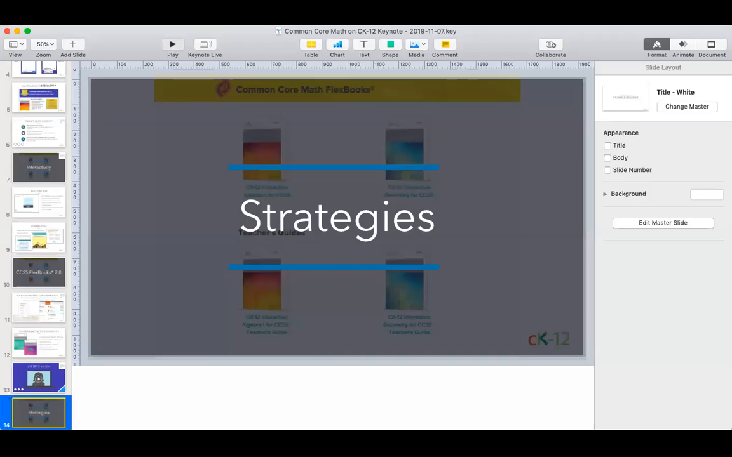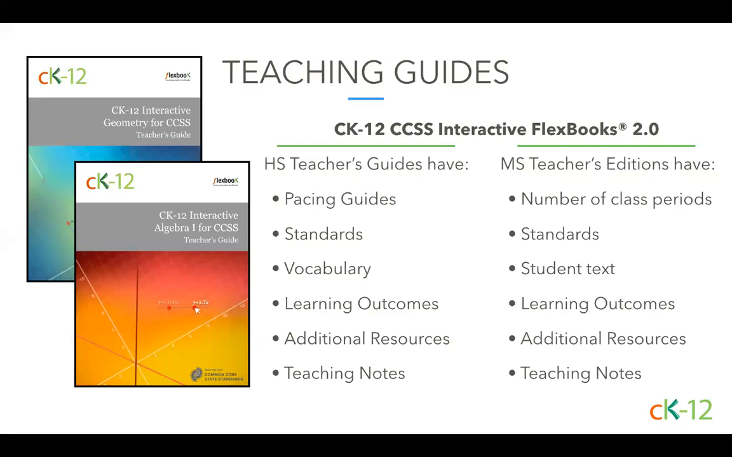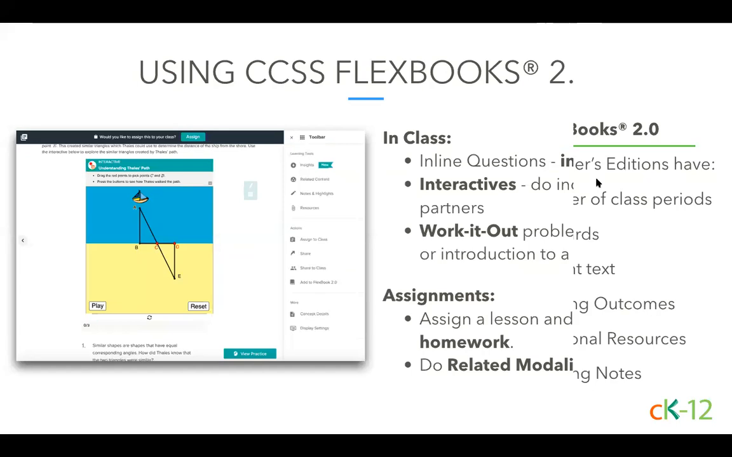As I said, let's take a look at strategies next. Now that you've seen the books, let's talk about some resources and strategies for using the Common Core books. For each one of our Common Core interactive books, we've included a teacher's guide to help you use these resources. These guides include pacing, vocabulary, text examples, lesson objectives, standards, and many other resources. Thinking about ways to use these books, let's talk about some strategies that might be useful.